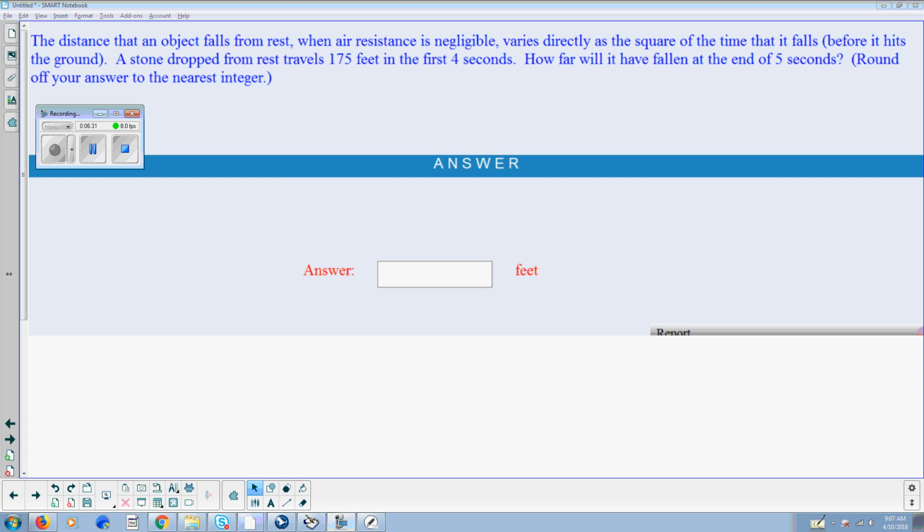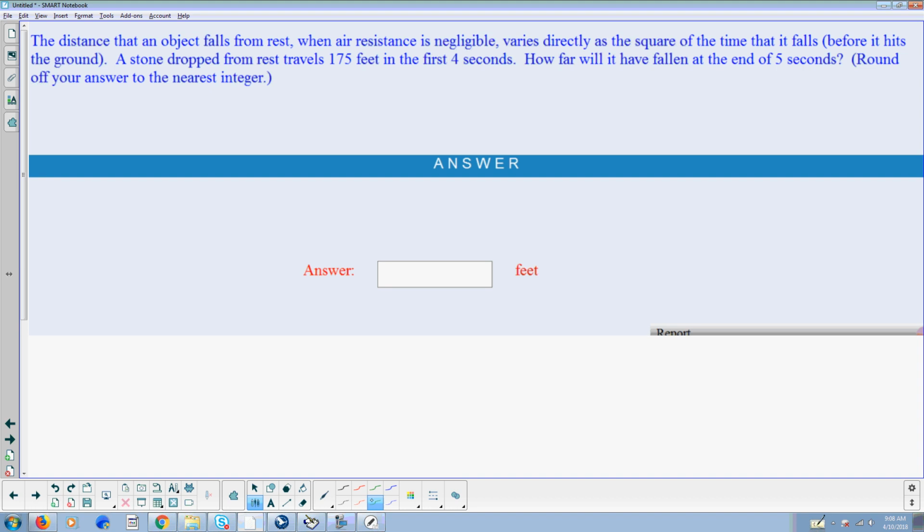Okay, this is the next question. The distance that an object falls from rest when air resistance is negligible varies directly as the square of the time that it falls before it hits the ground. A stone dropped from rest travels 175 feet in the first 4 seconds. How far will it have fallen at the end of 5 seconds? Round off your answer to the nearest integer.